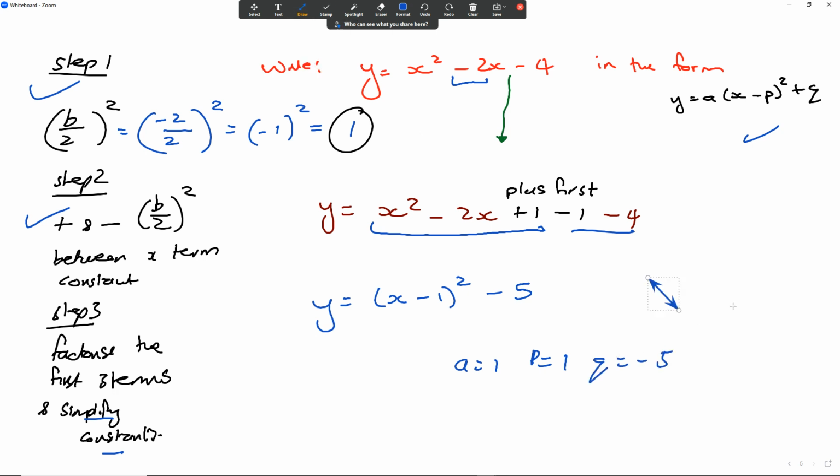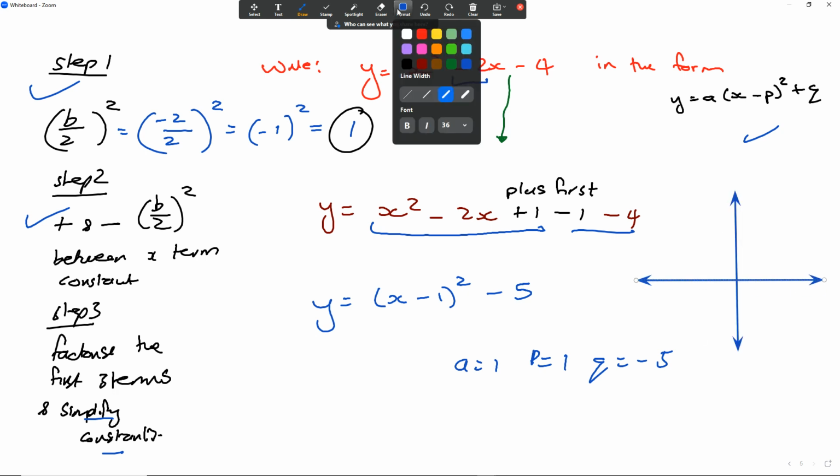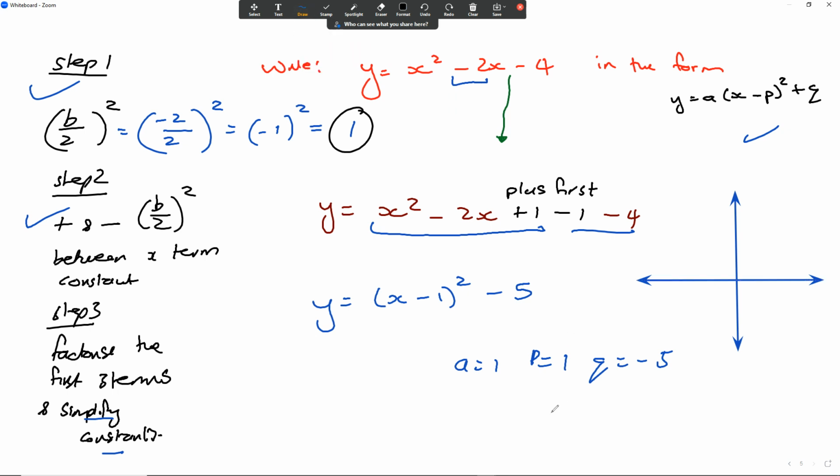If we're asked to sketch this, we just put (p, q) as our vertex, which would be 1 and -5. So it would be 1 over here and -5 over here. And so that is going to have x-intercepts and y-intercepts. If we want x-intercepts, we make y equals 0. If we want y-intercepts, we make x equals 0. If we want to provide more labels for the graph, we can add them. Okay, and that's how we would complete the square.